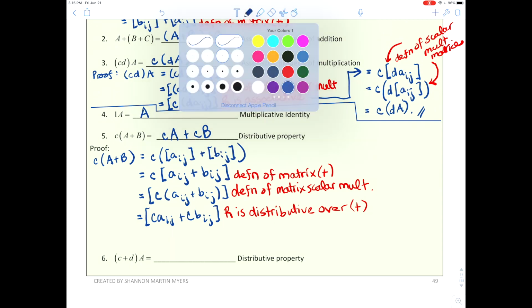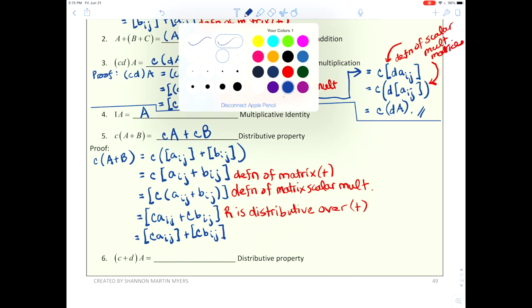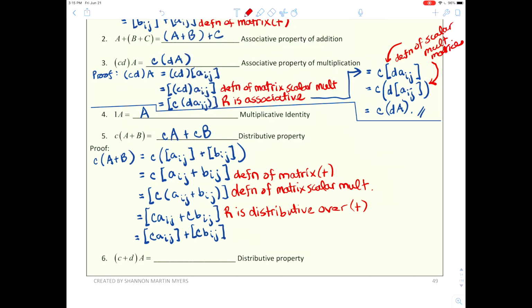And next up, what do you think we should do? Now we'll separate these. So we'll have C times Aij as one matrix, and then plus C times Bij as the next matrix. And why is that true? Very good. Definition of matrix addition.